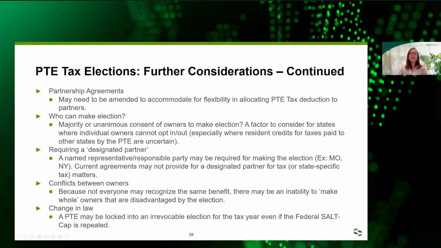But yeah, so partnership agreements, you may need to amend to accommodate that deduction. Who can make the elections? Does it take consent of owners to make the election? Who's authorized to make the election? Do you have to designate the tax partner, the delegated partner for those elections? Do you have any owners that are going to be hurt by the election? Then you might get conflicts between owners. So you do want to make sure that you have the person authorized to make the election, making the election, so if there is a conflict, you don't have issues there. If there's a change in law at the federal level, if you're locked in, I don't see harm in most situations, but just know that you may be locked into that election.